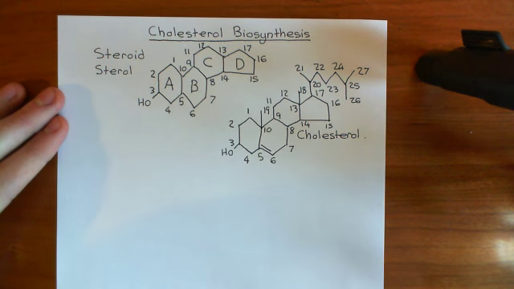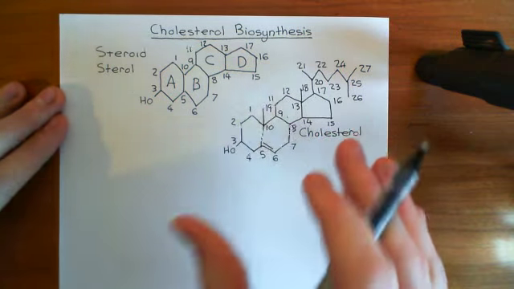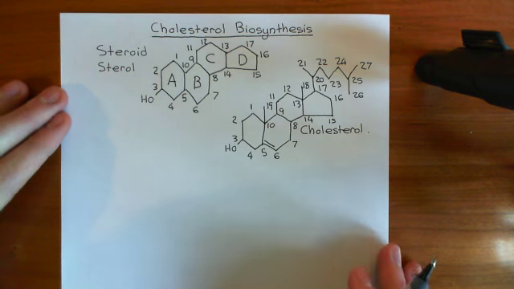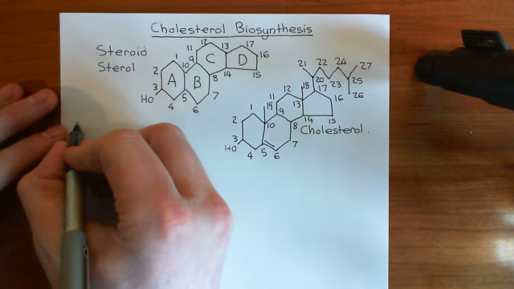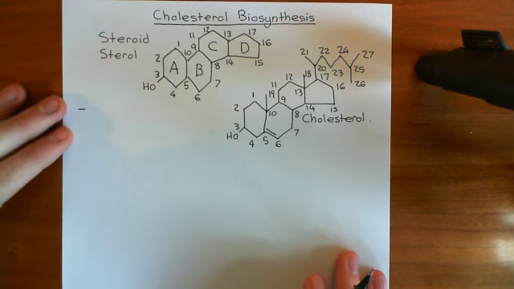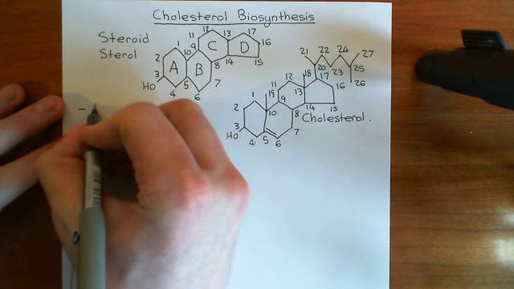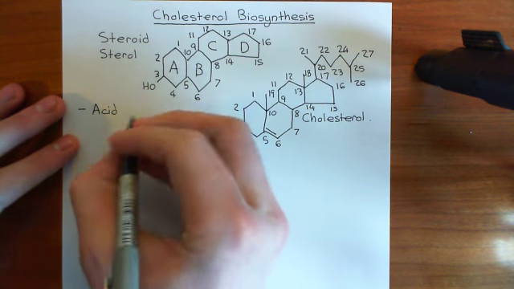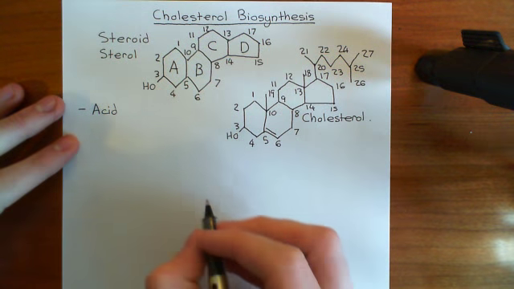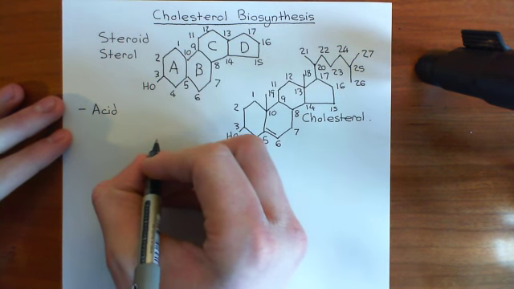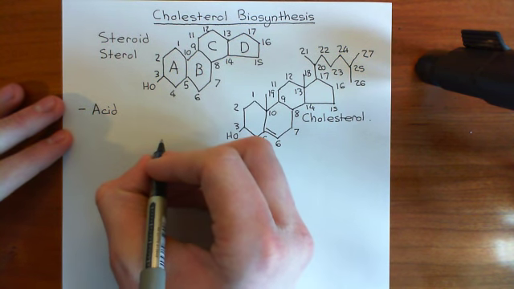So there's the structure of cholesterol. That's what we're going to see how cells make within this video. Now the next prerequisite I want to do before starting the biosynthetic pathway is I want to talk about the difference between an acid and its conjugate base. Basically, an acid is a molecule which is capable of donating protons into solution.